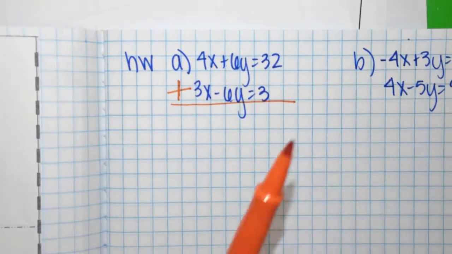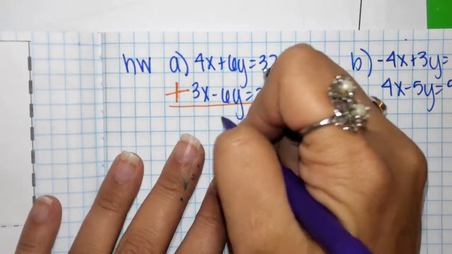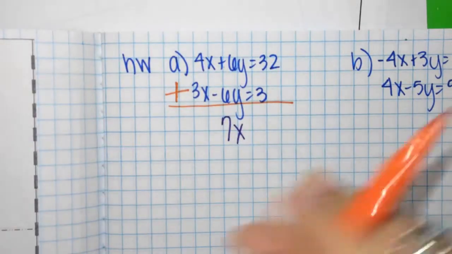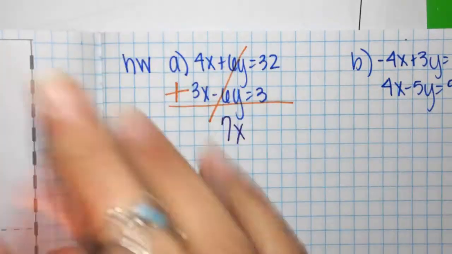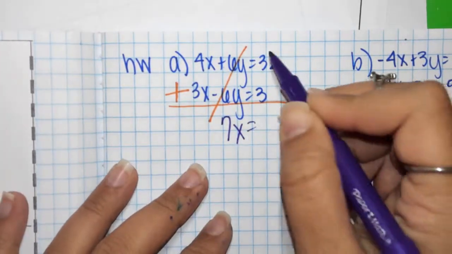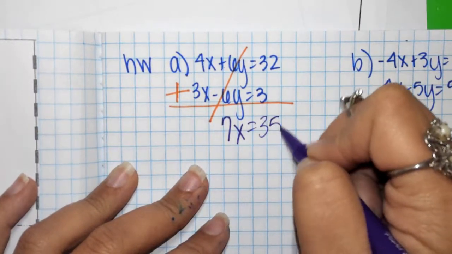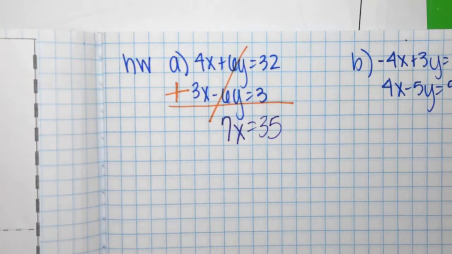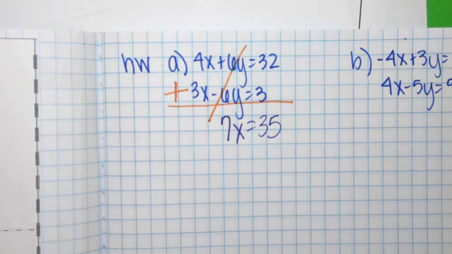All right, what's 4x plus 3x? 7x. Awesome. And what's 6y plus -6y? Cancels. It eliminates. And what's 32 plus 3? 35. Does everybody see how we got that? Yes. If you did not do your homework, what should you be doing? Writing on your paper. Yes, we should be checking it.